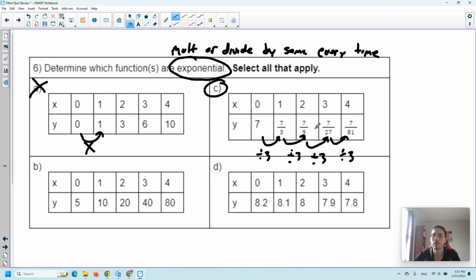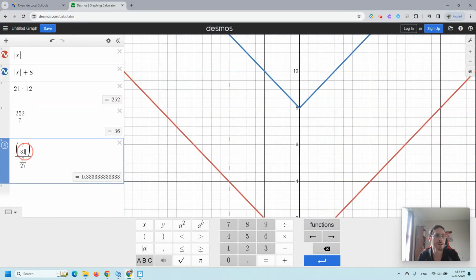Now I have to check the next 2. So I start from the right and I go to the left. I go backwards. So 7 over 27 divided by 7 over 9. And we can see I get the same thing. I get 0.33333. If I were to try the next one, because I have to try all of them, 7 over 9, 7 over 3, same thing, 0.33333.